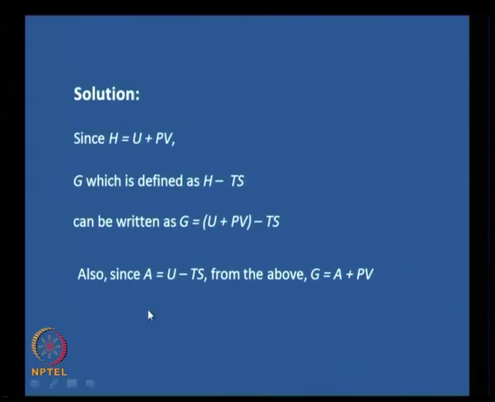Also, since A, the Helmholtz free energy, is defined as U minus Ts, and we also know that U plus PV minus Ts is G, we can combine U minus Ts as A, and write G as A plus PV. These are the two relationships that we were looking for in that particular exercise.